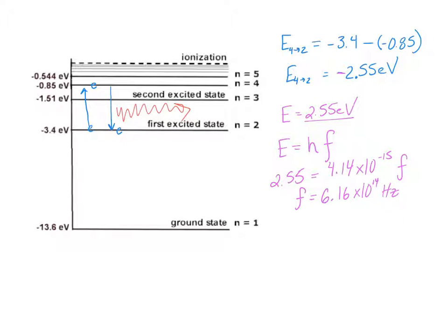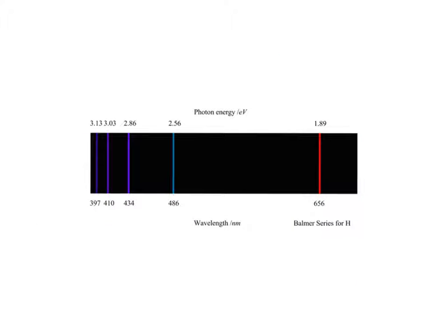But now I want that in wavelength, so I'm going to use c is equal to f lambda. So my wavelength is going to be 3 times 10 to the 8th divided by what I got here, 6.16 times 10 to the 14th. And I'm going to end up with 4.87 times 10 to the negative 7th. In other words, 487 nanometers. And you can see when we go back to our original spectrum, that is this dude right here. So any of these lines are going to come from these different transitions that we see inside of that hydrogen atom.